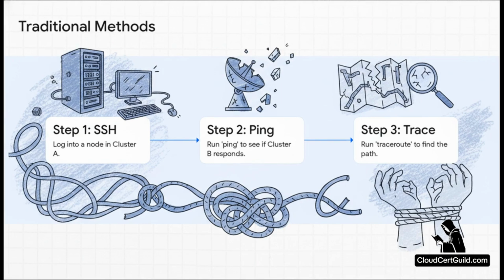And right there, we hit a brick wall. Our entire traditional toolkit, it's completely useless. We can't SSH in to run a ping. We can't trace route the path to see where the connection dies. Our hands are totally tied. So what's a modern detective to do?